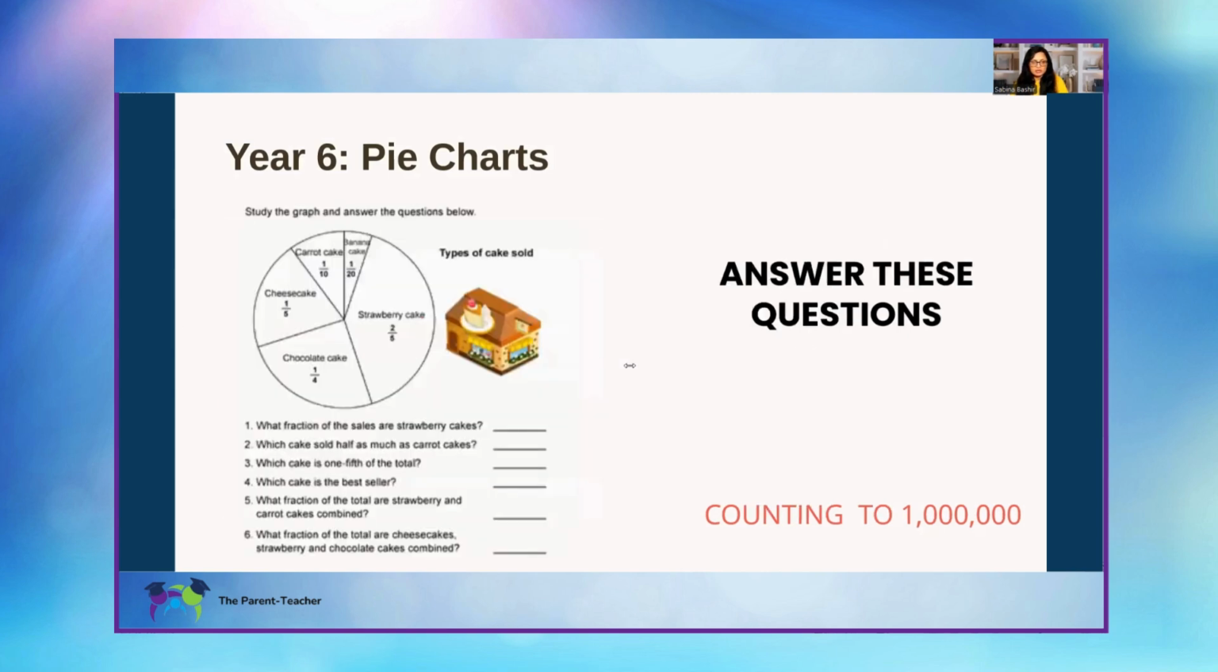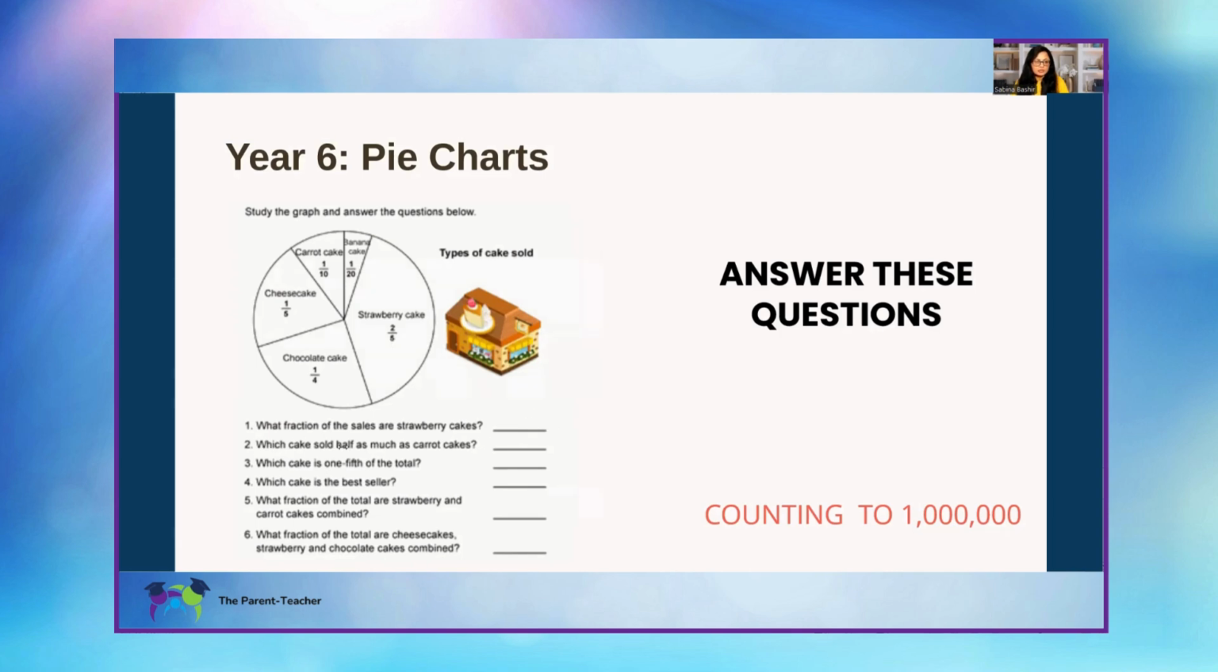So moving along, if we have a look at this, I won't go through all these questions, but let's just go through a couple. Study the graph and answer the questions below. So it says, what fraction of the sales are strawberry cakes? So they simply need to look at this pie chart. Strawberry cake is written there, and there are 2/5 that were sold. Okay, so then they'd write 2/5 there.